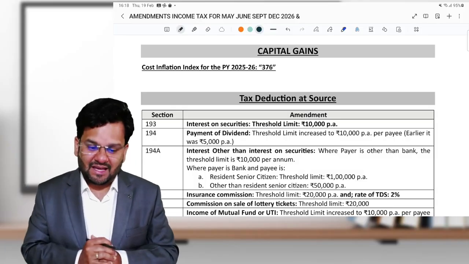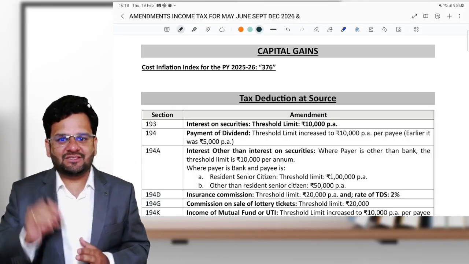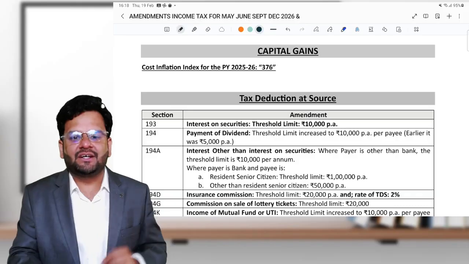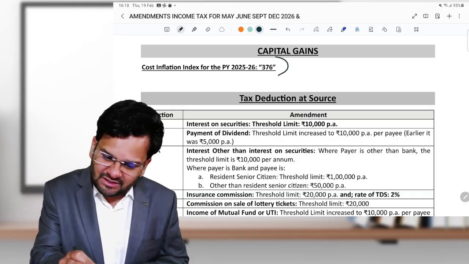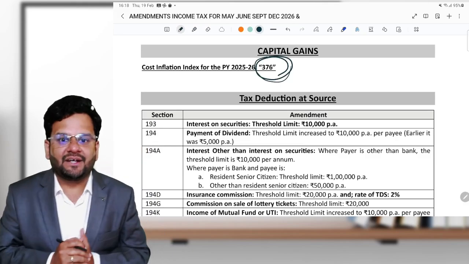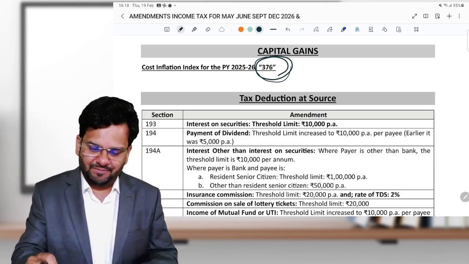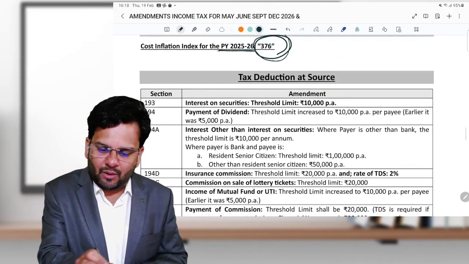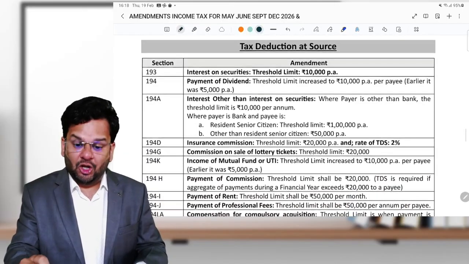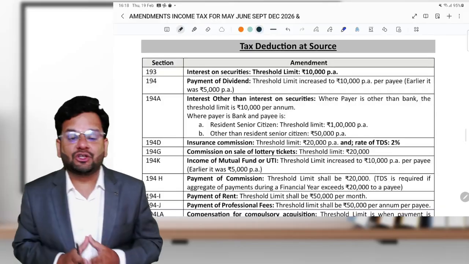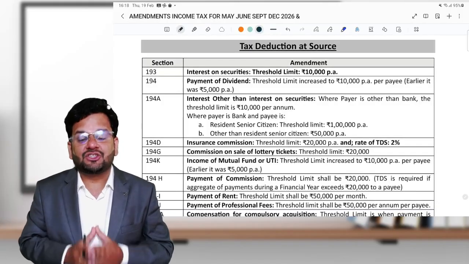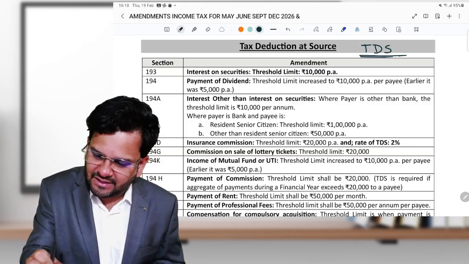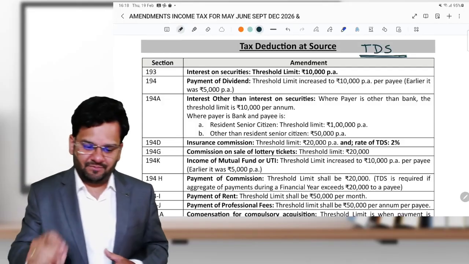Let's go ahead. Capital gains. In capital gains, one amendment in the sense every year, cost inflation index is defined. So this time's cost inflation index is 376. Okay. That is cost inflation index of PY 25-26. Lot of amendments, mind you, in the topic of tax deduction at source. Lot of amendments in TDS. Ready? All of you? Okay.